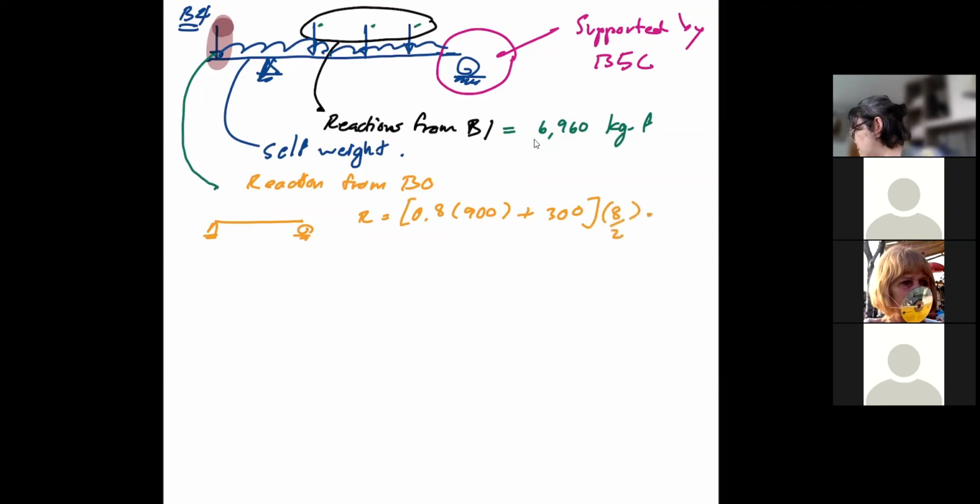So that is our reaction, which is equal to 4080. So now you have here 4080, and then you have 6960, 6960, and then 6960. And don't forget that you also have the self weight here equal to 300 kilogram per meter as well.